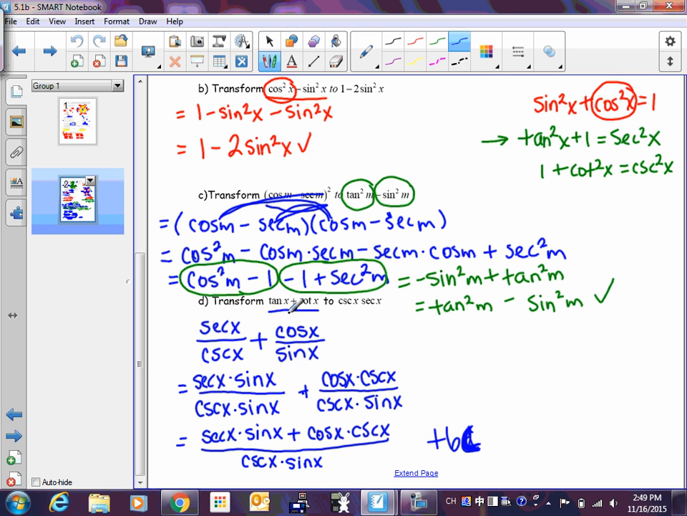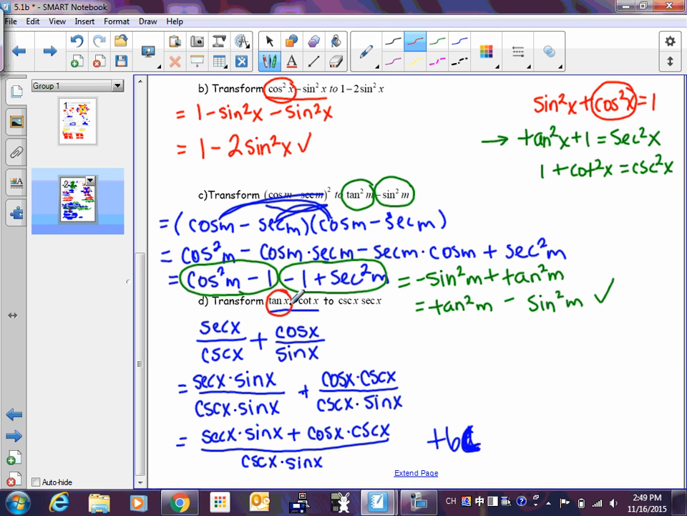Now, this was the hardest one we did Friday. And I asked you guys, what should we replace tangent x with? And you said secant x divided by cosecant x. And that is definitely something we could do. Could I have picked maybe something else as well? What else could I have replaced tangent x with?